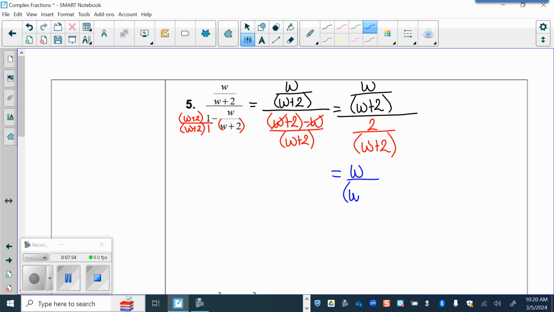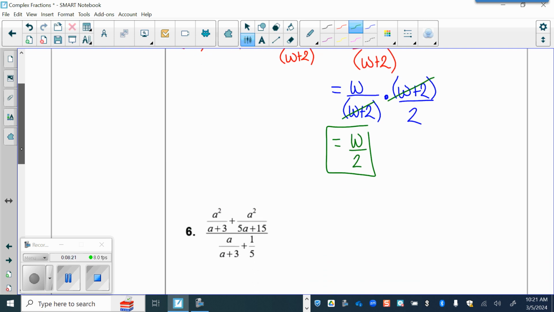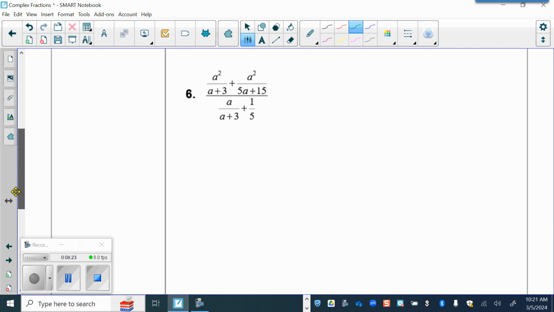W over w plus 2, multiply, flip it. I get to eliminate, and my answer is w over 2. Okay, being able to find those least common denominators and add or subtract fractions becomes critical with complex fractions. Let's look at one that's particularly mean.